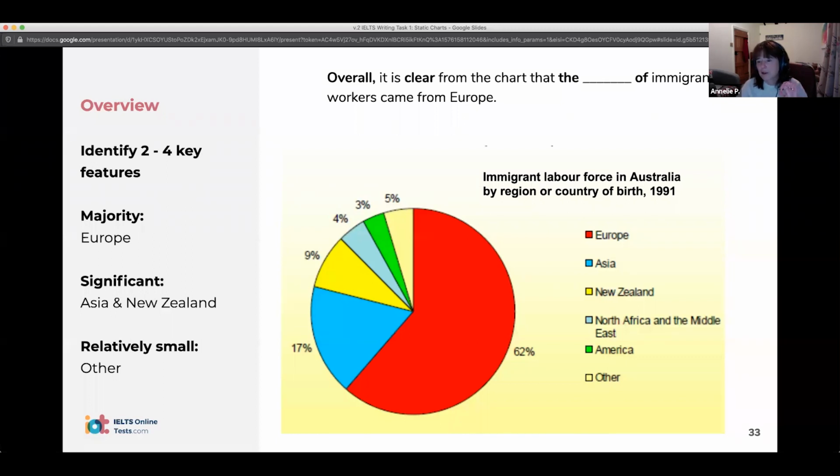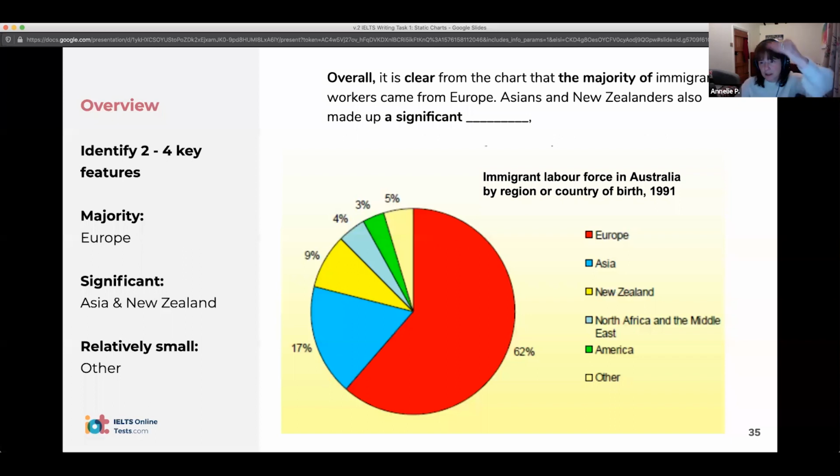Remember, we're talking about Europe. Yes, the majority of immigrant workers came from Europe, okay? And again, we're mixing up the language from the task and from the introductory sentence. So we've actually got 3 different ways of saying it now. Okay, so that's the majority.